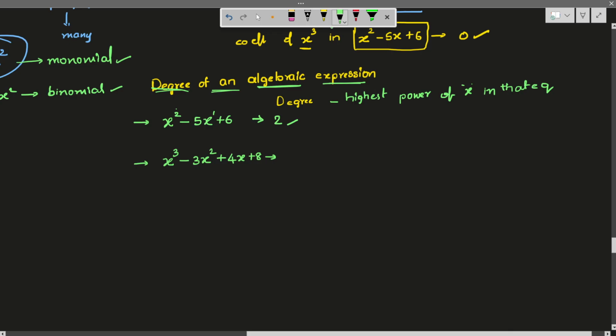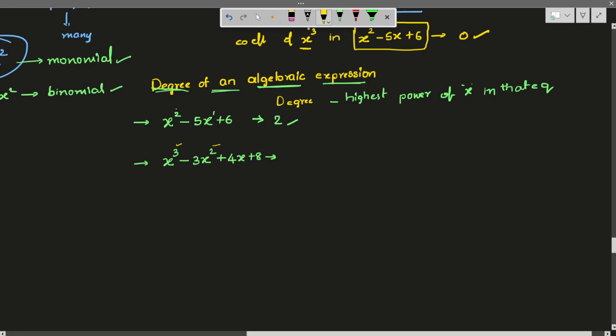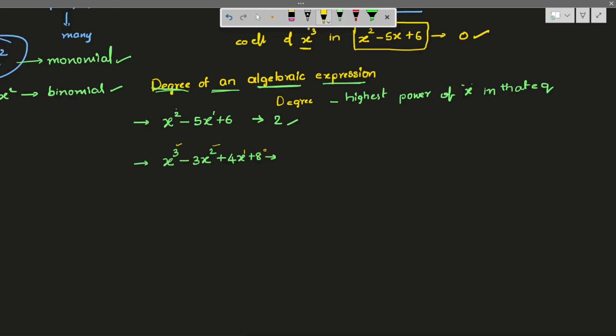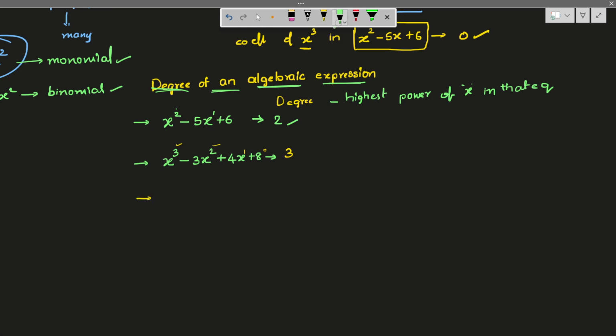Let us say we have an equation like this. So the power is 3, 2, 1, and here there is no x term, which means the power is 0 here. Now what is the degree of this equation? As usual, degree is the highest power of x in that equation. So here the highest power of x is 3. So degree would be obviously 3.